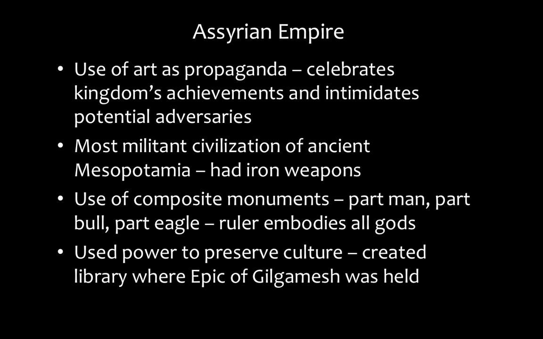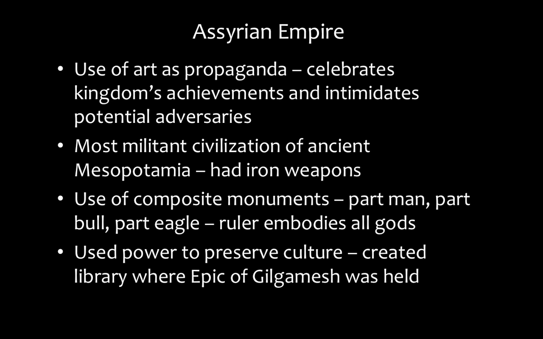Following the Akkadian and Babylonian empires is the Assyrian Empire. And the Assyrians began to use art as a sort of propaganda. They used art to celebrate the kingdom's achievements. They saw how successful Hammurabi was with his steles of suggesting that this law code was handed right down from the god Shamash. And they began to also use visual elements to get these kinds of ideas across to people as well. The Assyrians have iron weapons, so this makes them one of the most militant civilizations in ancient Mesopotamia.